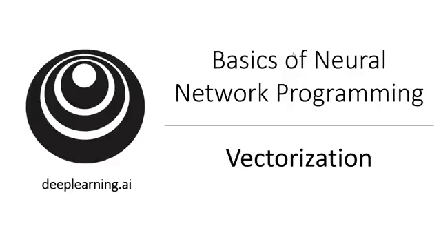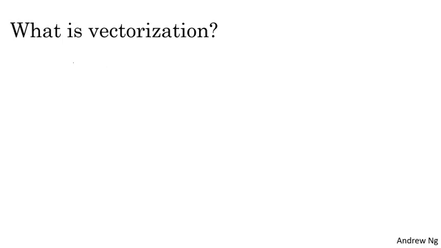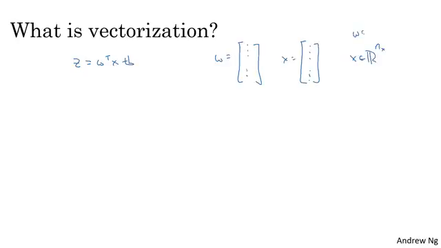Let's start with an example. So what is vectorization? In logistic regression, you needed to compute z equals w transpose x plus b, where w was this column vector and x is also this vector. And maybe they're very large vectors if you have a lot of features. So w and x were both these R^nx dimensional vectors.